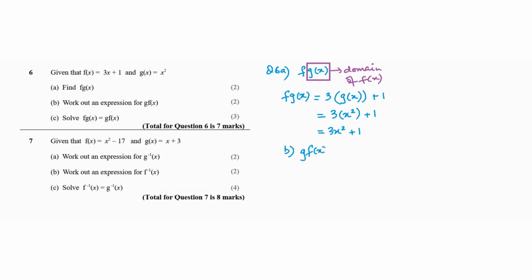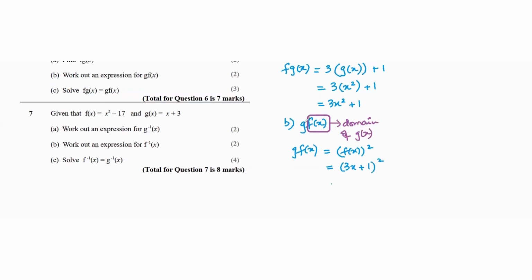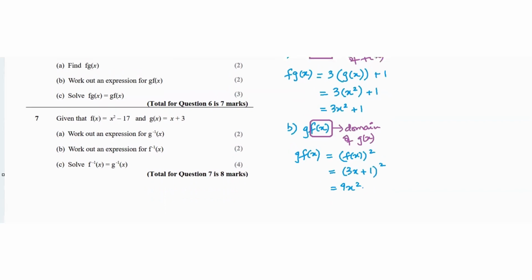So now the difference in both the equations is that in the previous case, g of x was your domain, but now f of x is going to be your domain of g of x. So that's going to be x squared. So x squared gets replaced with f of x whole square, which is going to be 3x plus 1 whole square. Now you can expand the bracket, which would be 9x squared plus 6x plus 1.